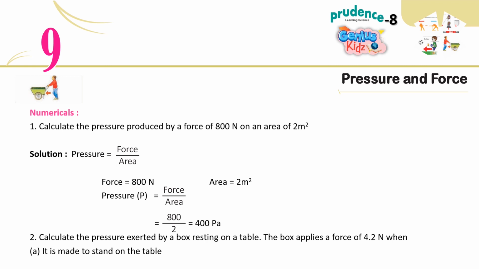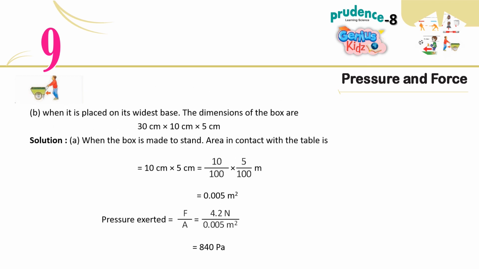2. Calculate the pressure exerted by a box resting on a table. The box applies a force of 4.2 N when A. It is made to stand on the table. B. When it is placed on its widest base. The dimensions of the box are 30 cm into 10 cm into 5 cm.